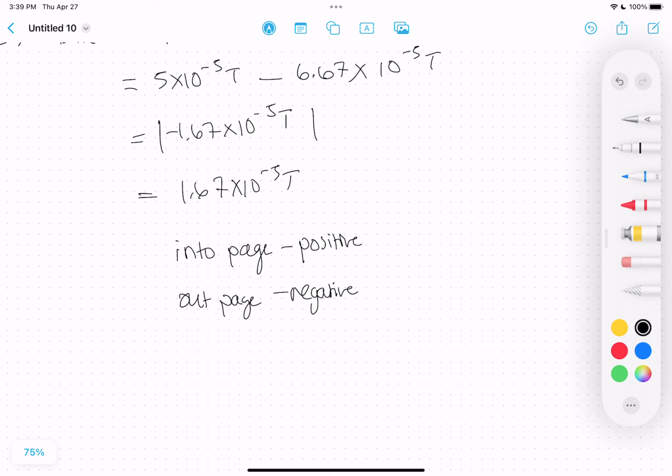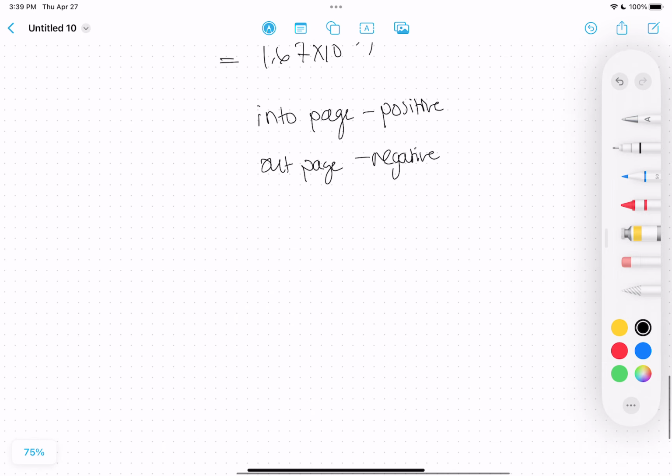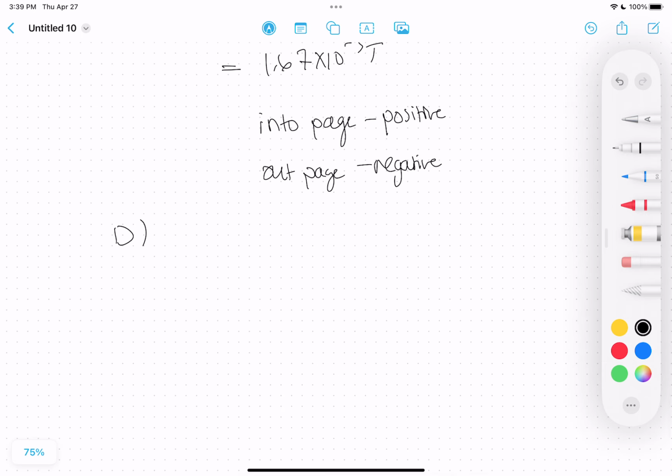But now we have part D, the last part for this problem. It says, what would the current I2 need to be for the net magnetic field to be 0 at point P? For net magnetic field to be 0, the two magnetic fields have to cancel each other out, right? So B1 has to equal B2. We know that B1 is equal to the permeability constant times I1 divided by 2 pi r, and B2 is equal to the permeability constant times I2 divided by 2 pi r as well, right?